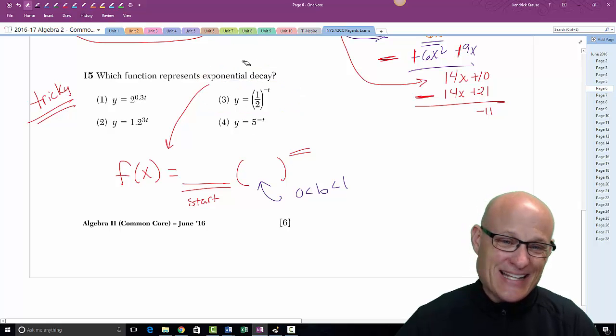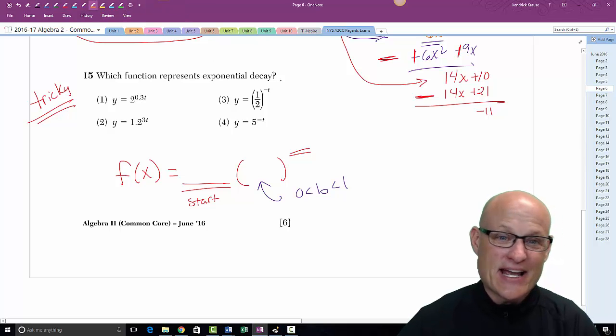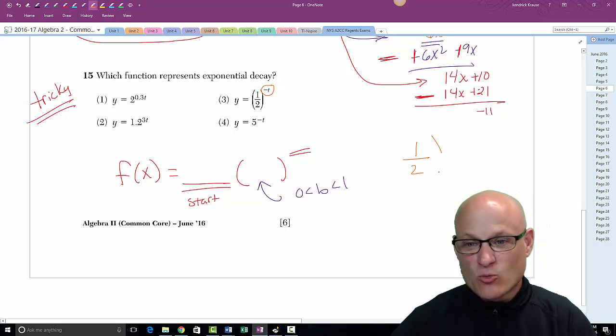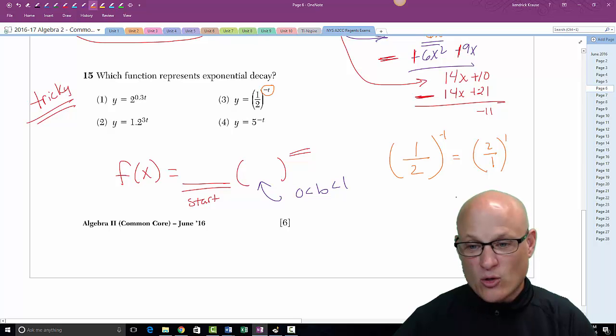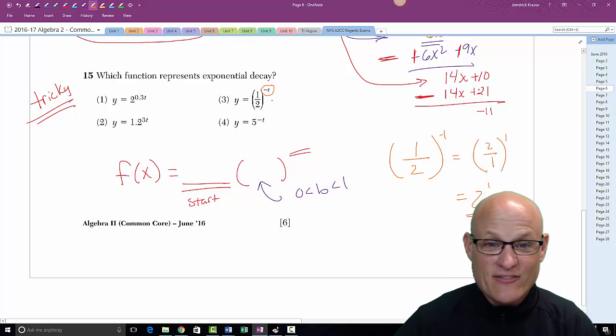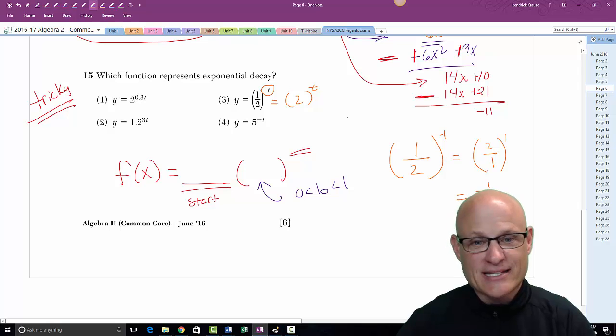Because you might think that's correct, except that it had a negative exponent. And so that's the second part of this exam. A negative exponent: if you have 1/2 raised to the negative 1, that's equal to 2 over 1 to the 1, or just 2 to the 1. So now it becomes not a fraction, it becomes an integer. Because of that negative, this is equivalent to 2 to the t, and that's exponential growth, not decay.